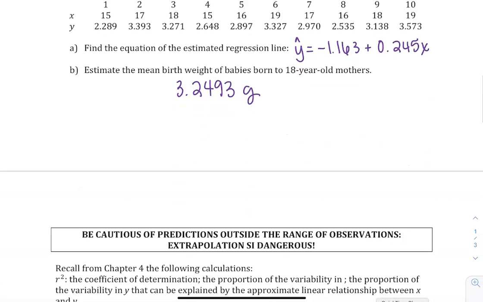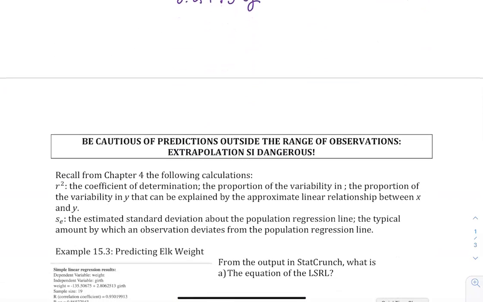Now, be cautious, just like we were in chapter 4, of making predictions outside the range of observations. Extrapolation is extremely dangerous, and I have a typo there. It is dangerous. Extrapolation is where you would try to make an estimate outside of this range. This model isn't going to work for 13-year-old mothers. This model also is not going to work for a 23-year-old mother. Here, we're only looking at teenagers between 15 and 19. Anything beyond that is a very dangerous thing to do.